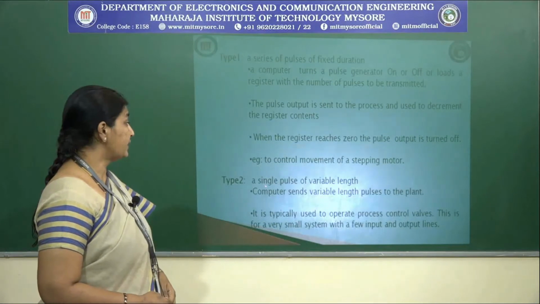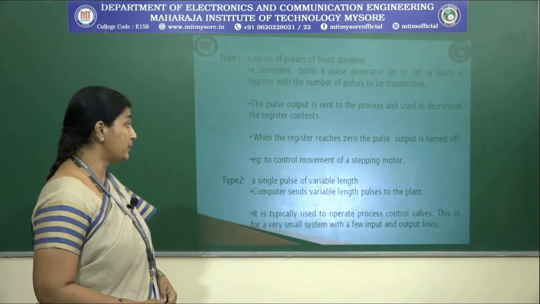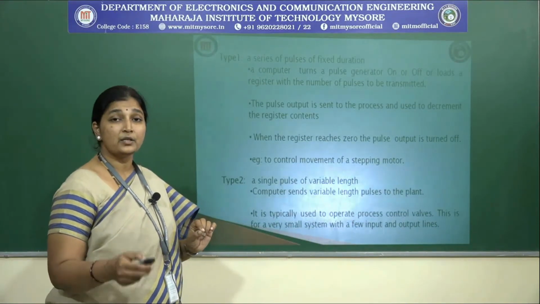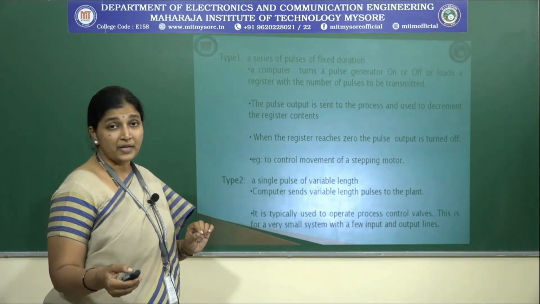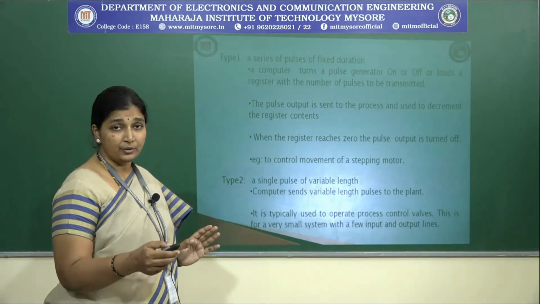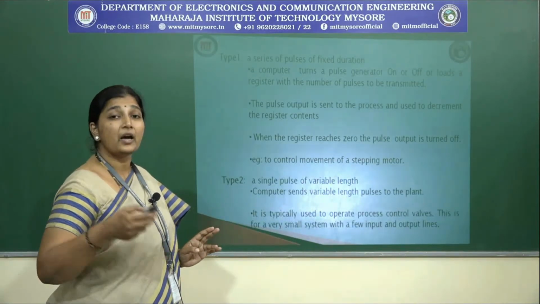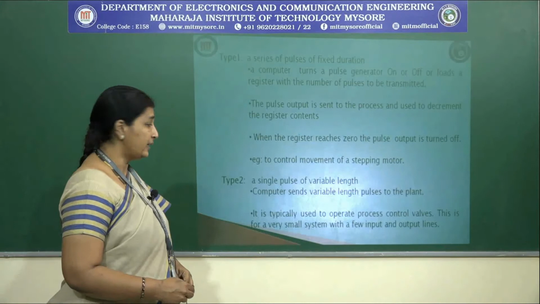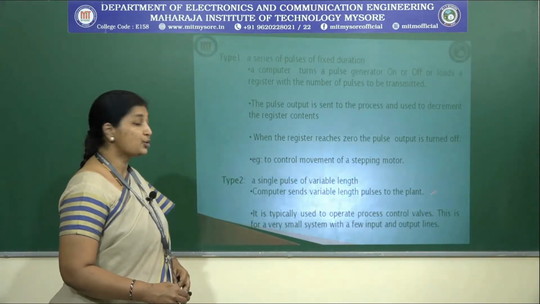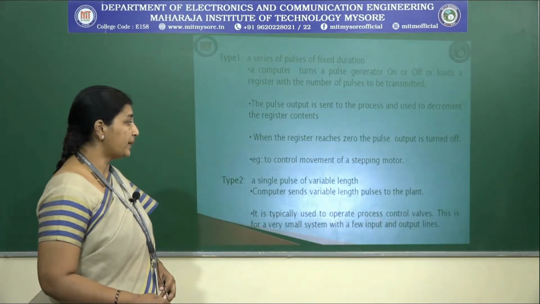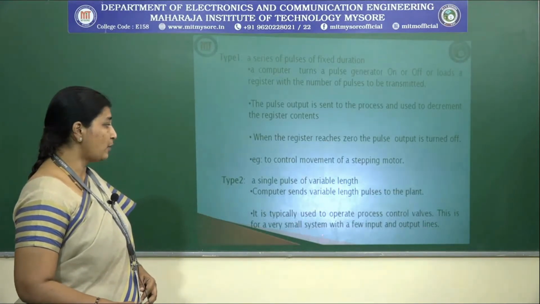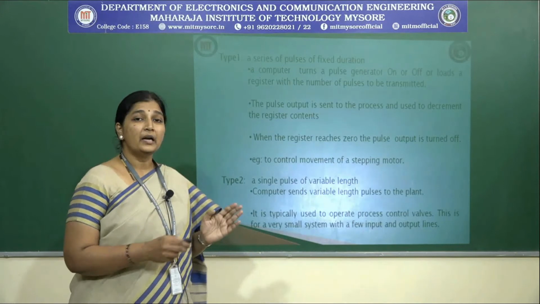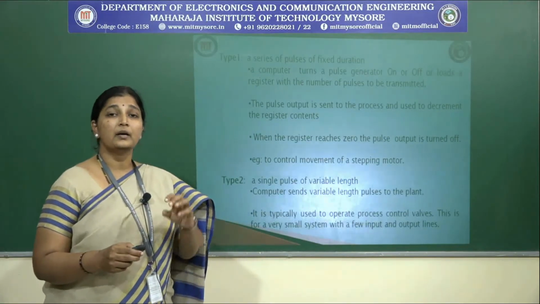Next we have type 2, which is called a single pulse of variable length. A single pulse switches on for a few milliseconds and then turns off for a couple of seconds. If I take 3 seconds as the on duration and 1 second as the off duration, and again 3 seconds on and 1 second off, what happens is a single pulse of varied length. The computer sends variable length pulses to the plant, typically used to operate process control valves. This is used for small systems with a few input and output lines. In this system, as long as the pulse is on, the valve is open.